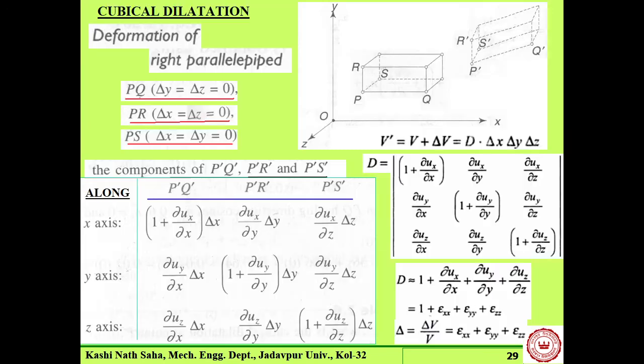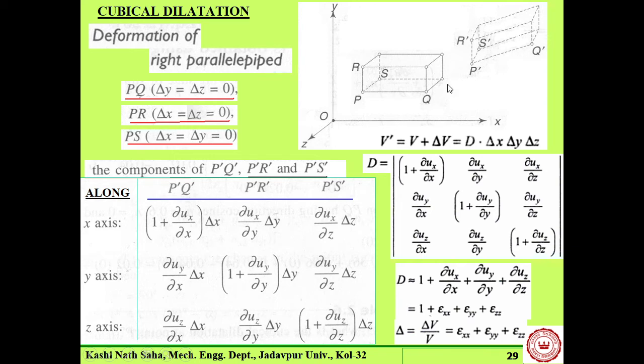Now there is an idea of cubical dilation, or this is called volumetric strain. When we discussed types of strains, we discussed principal strain or normal strain, and shear strain. There was a volume strain also, right? So that volume strain we get from this concept.